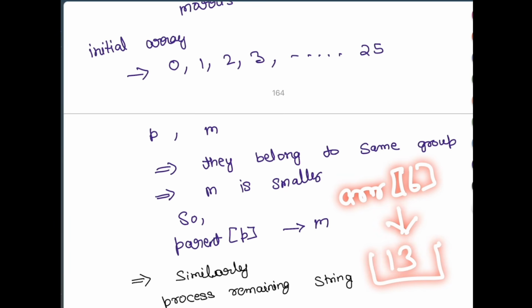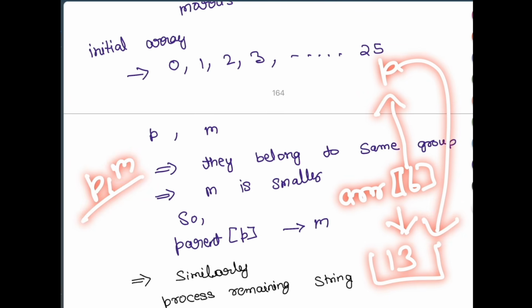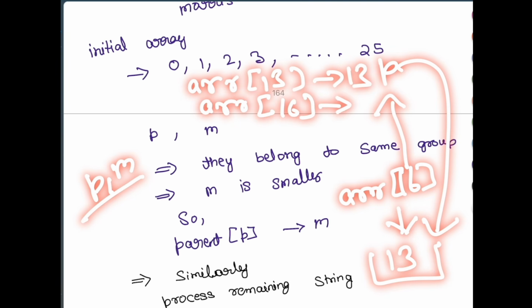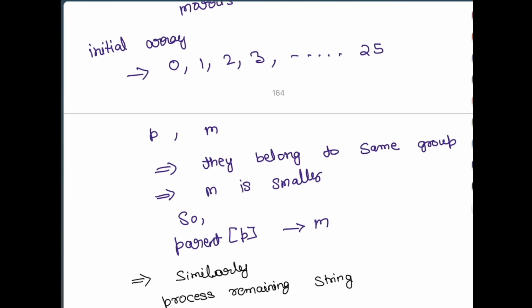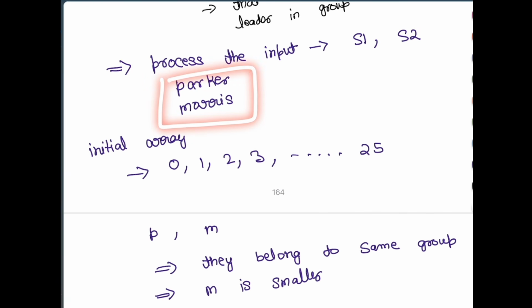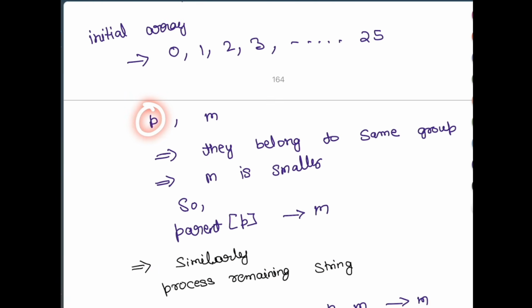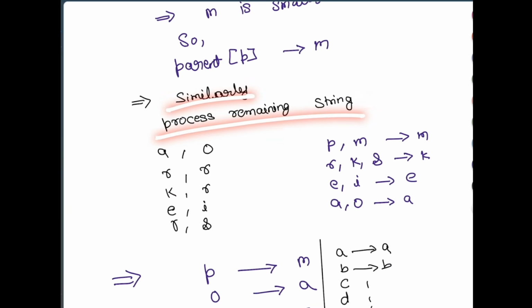This is telling me that index number 16 is for P, and the parent of P is actually M. It means P and M belong to the same group, because ARR at index number 13, that is for M, is 13, and ARR at index number 16, this is for P, is also 13. So they belong to the same group, 13th and 16th character, which is M and P. And that's exactly what we need to do. We will process our S1 and S2 at each of the indexes, and for P and M, or whatever the characters are, we will mark them in the same group, and similarly we will process the remaining string.